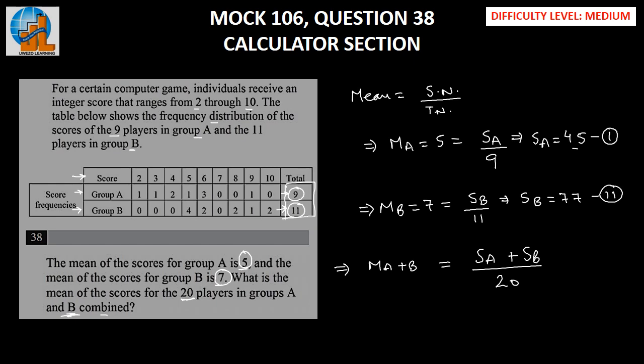Now we know the value of SA and we know the value of SB, so let's substitute these values here. This implies the mean of A plus B combined should be equal to (45 plus 77) divided by 20. So this would add up to 122 by 20. This implies the mean has to be equal to 6.1. Hence 6.1 is the right answer.